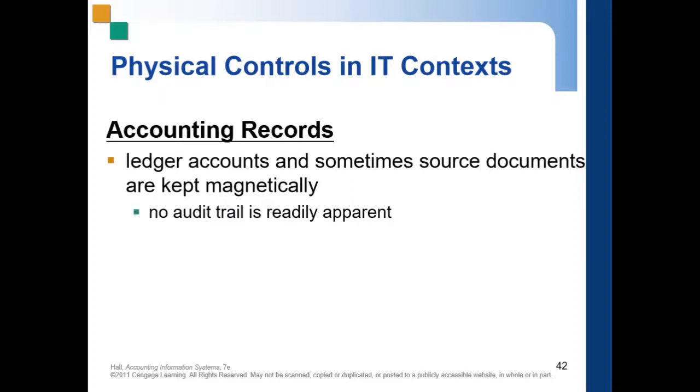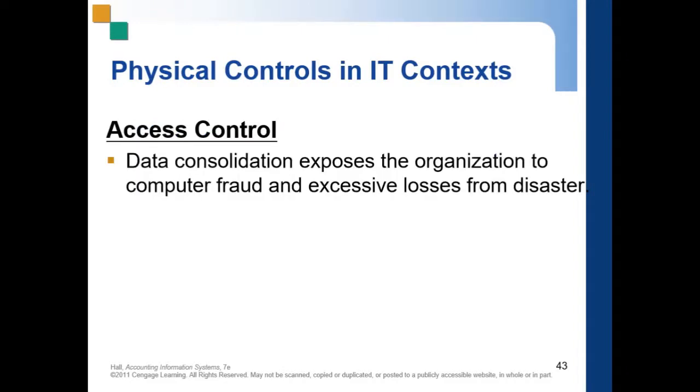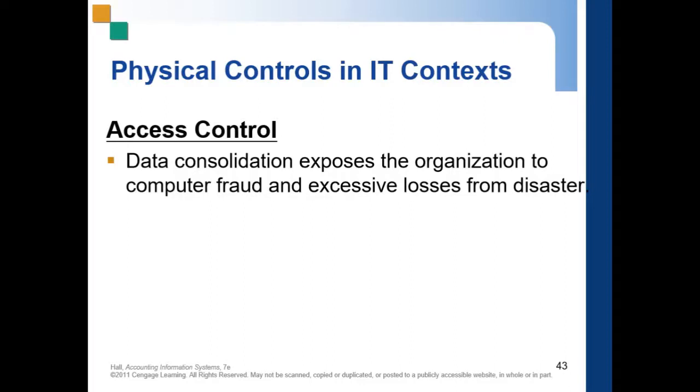So ledger accounts and sometimes source documents are kept magnetically. So no audit trail is readily apparent or naa siya sa system nimo. And then next, access controls. Data consolidation exposes the organization to computer fraud and excessive losses from disaster. So again, kay tungod na naman siya sa imuhang system. So ang imuhang problema na lang is how to heighten the controls para dili ra maskin kinsa ang maka-access sa imong system kay uso ba ang kanang mga hacking, di ba? So kana siya, mao na ang kailangan dapat ma-heighten or ma-tighten ang control sa imuhang business.